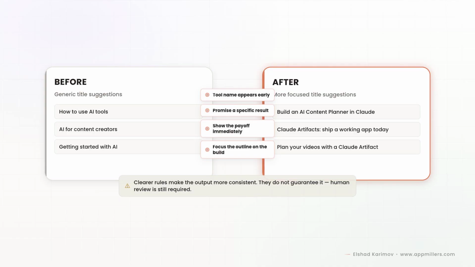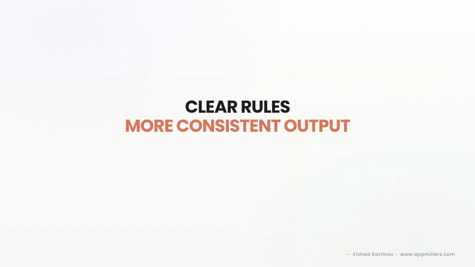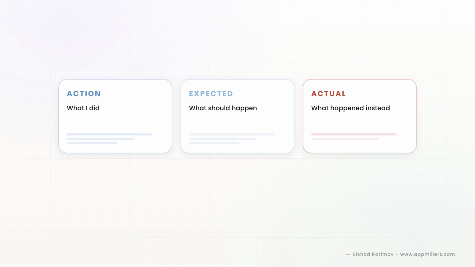Let us generate this title again. The second result is more focused because Claude now has a clear standard to follow. AI configuration improves the consistency, but human review is still necessary. This is a real build, so we would not pretend everything works perfectly on the first attempt.